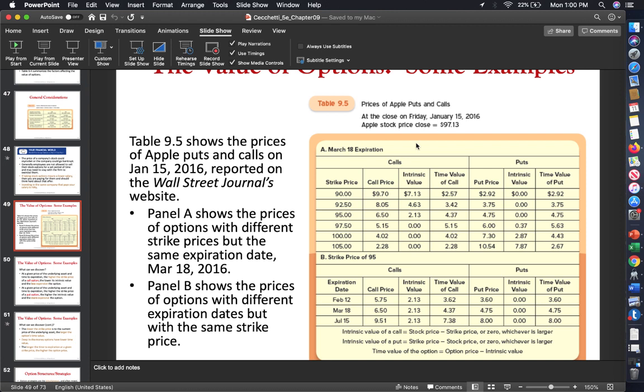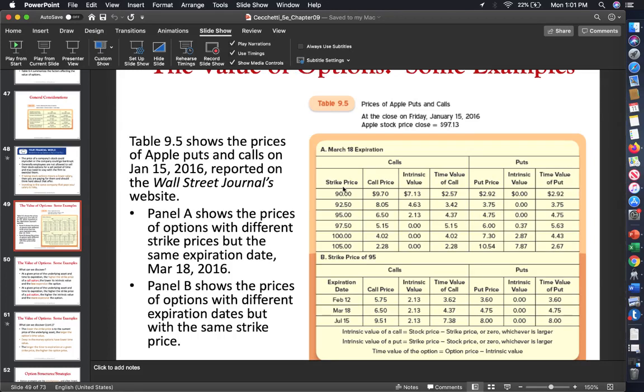So from January 15 until March 18, that's about two months, something like 9 weeks ahead is the expiration of those calls and puts options. All of them expire on the same date with different strike prices. So here we have a call with a strike price of $90. Here we have a put with a strike price of $90. The call with the strike price of $90 is worth $9.70, whereas the put with the same strike price is only worth $2.92.